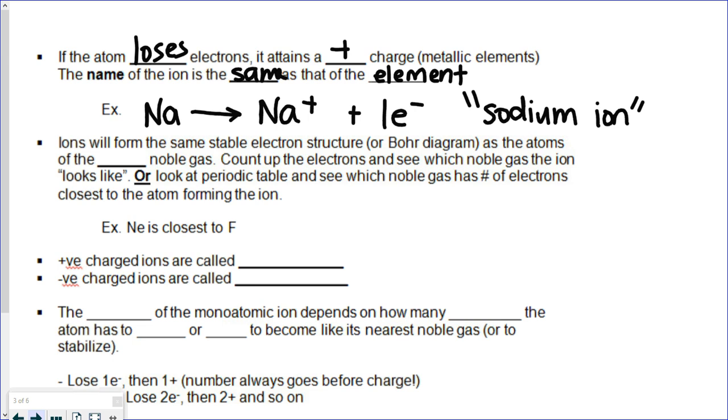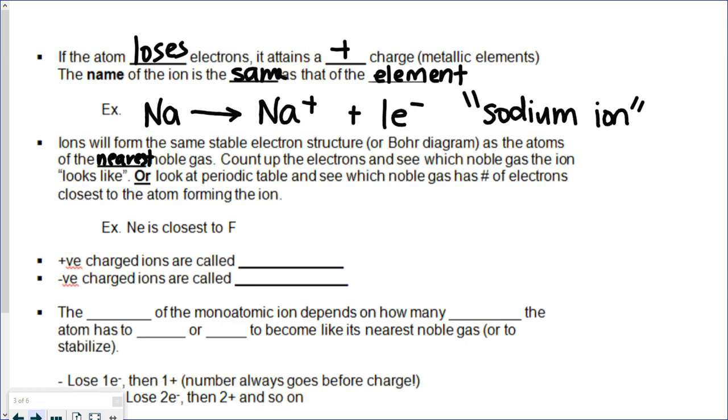So the next point on your notes here, it says ions will form this same stable electron structure as the atoms of the nearest noble gas. So count up the electrons and see which noble gas the ion looks like, or use the periodic table to see which noble gas has the number of electrons closest to the atom forming the ion. What this is saying is, if you look at your periodic table, you see fluorine. Fluorine's really close to noble gas neon. Again, your noble gases are group 18. So fluorine will try to become like neon.